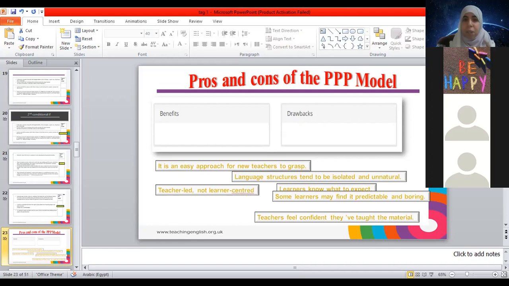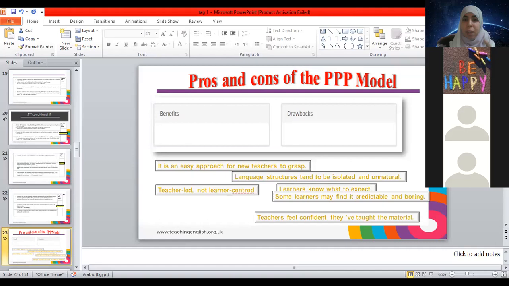But we have some drawbacks or disadvantages. Here we don't have a context, because sometimes the teacher depends on explaining the rule without a context. So when we want to form a sentence in the past simple tense, you have to add D or ED to the verb, and that's it. So we don't have a context here. Number two, of course, it's teacher-led, not learner-centered. It's all about the teacher, especially in the presentation part.